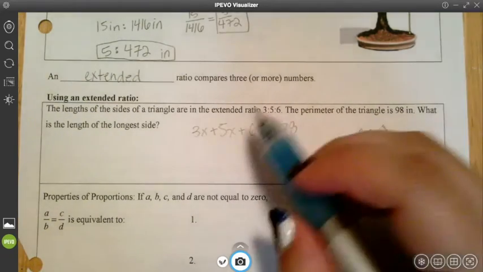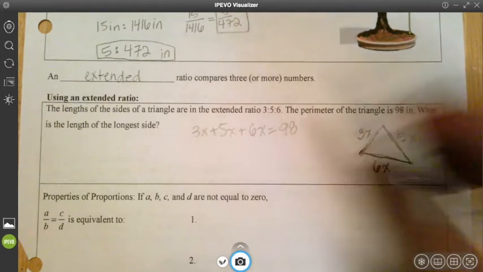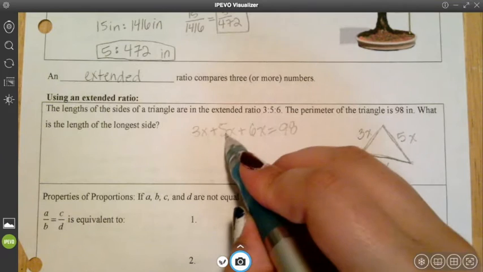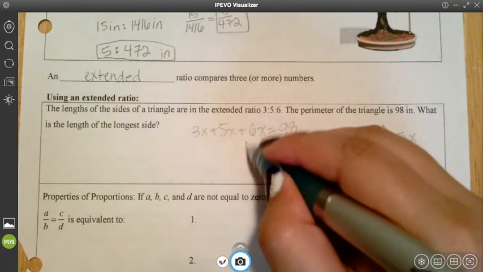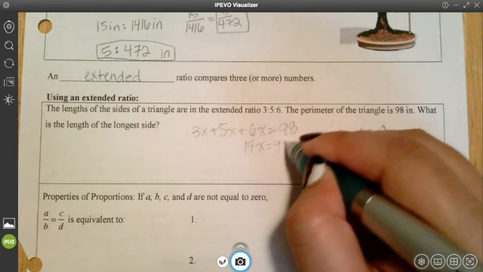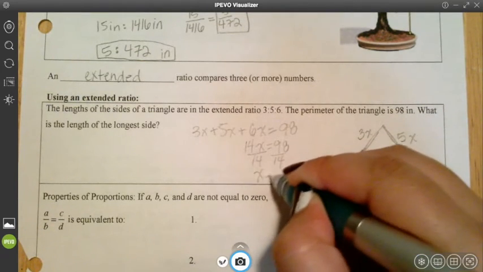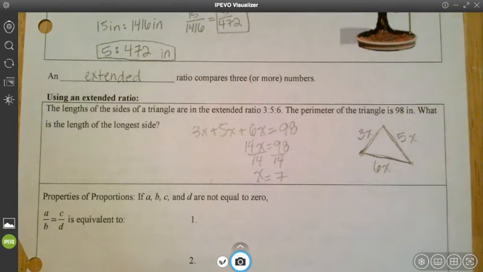And that's because I have a triangle, and I know the relationship of the sides of the triangle, but I don't know the lengths of those sides. So 3 plus 5 is 8, plus 6 is 14x equals 98. Divide by 14, and x equals 7. Okay, but we weren't looking for x, we're looking for the longest side.